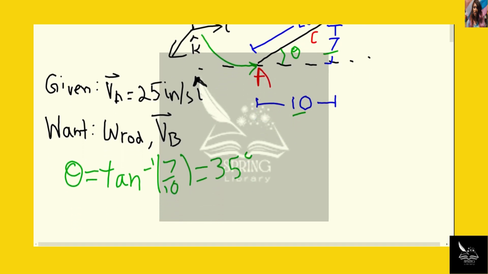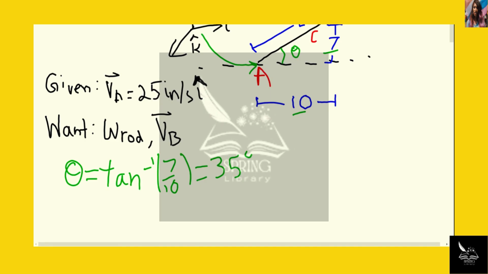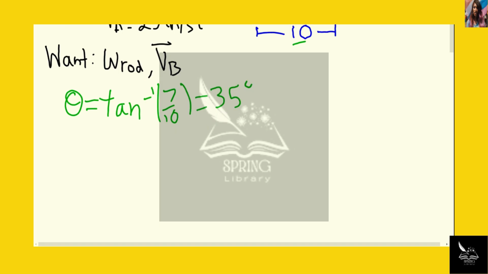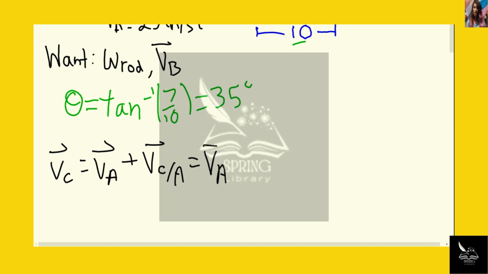Next, we're going to explore this velocity concept with the relative velocity relation. So we know that the absolute velocity at C is equal to the absolute velocity of A plus the velocity of C relative to A. We can also write this as the absolute velocity of A plus the angular velocity of C relative to A crossed with the vector from C to A.